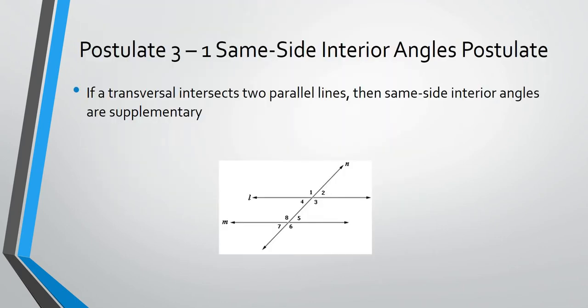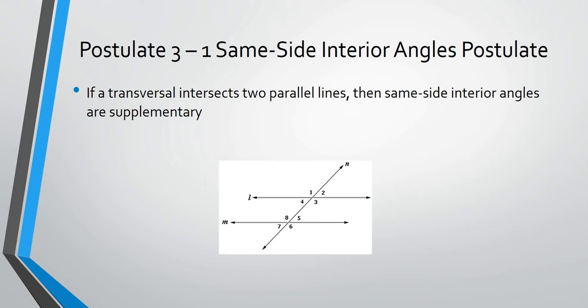So the first one is a postulate. Remember, a postulate is something that we accept as a definition or as a known value that we don't have to prove. So this says same side interior angles postulate. If a transversal intersects two parallel lines, then same side interior angles are supplementary. So the first thing I want you to do is to write this down, draw the diagram, and come on back.